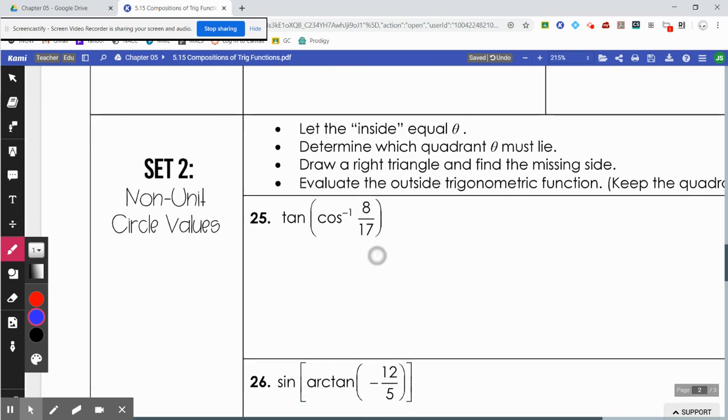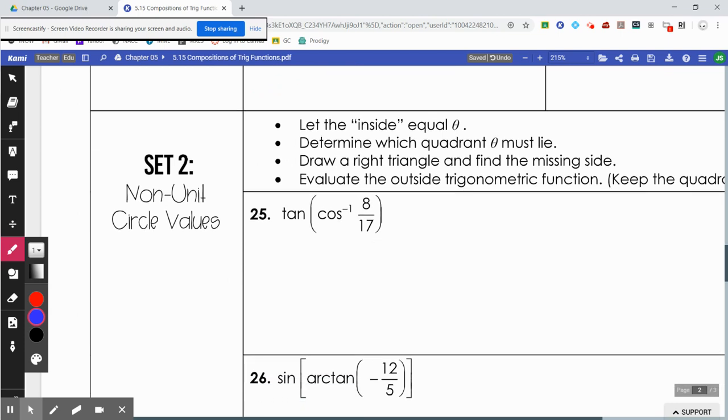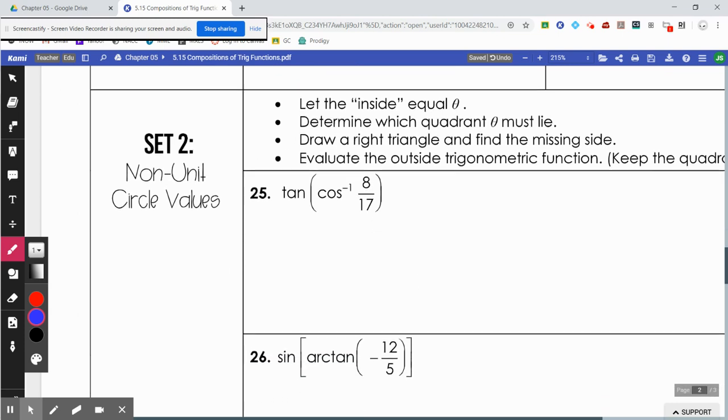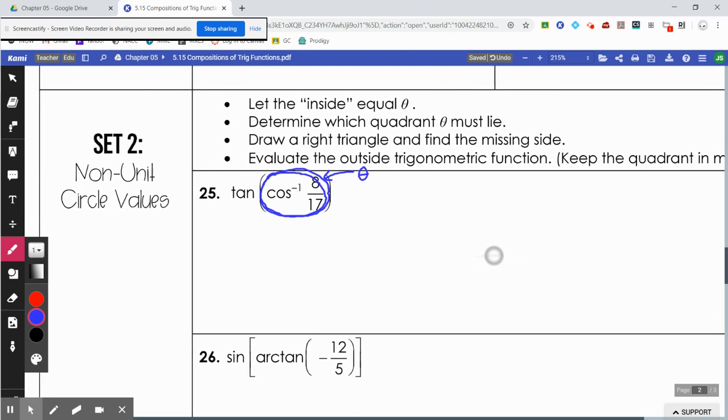Okay, next up, non-unit circle values. Here's what we're going to do. Let the inside equal theta, because the inverse cosine is the cosine of what angle equals 8 over 17. This answer that I've circled here will be an angle, so we're going to let that be theta. Determine which quadrant theta must lie in. Draw a right triangle and find the missing side, and then evaluate the outside. Keep the quadrant in mind.